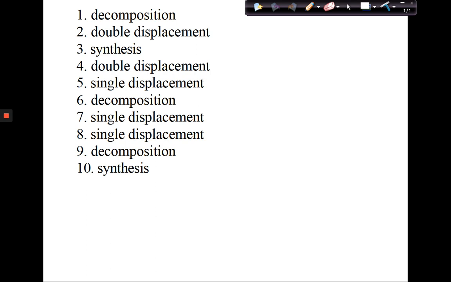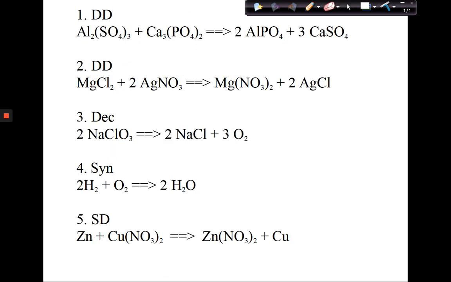So any questions about the types of reactions on the front of this? Did I tell you that there weren't any combustion reactions? That was just my oversight. Okay, with that said, let's go here. Letter number 1 we did together, so I suspect you were good on that.